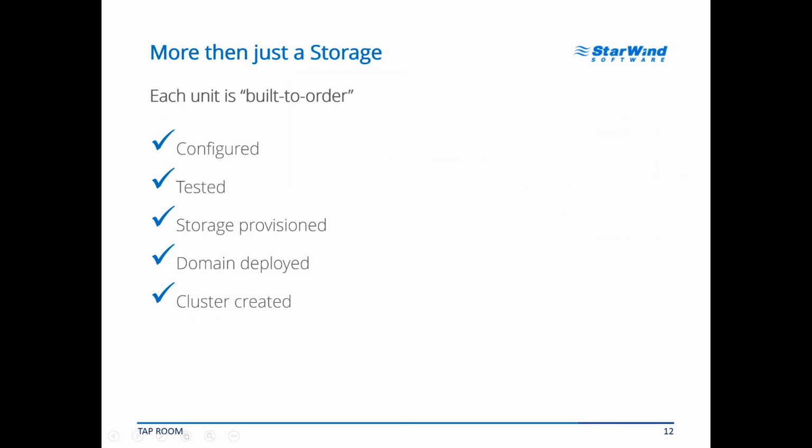Now, I mentioned every unit we make is built to order. So we don't only flash the operating system on these servers. We make sure that each unit is ready to be put into hardcore production the moment it arrives at your data center. So let's say you have a lot of robo offices where you don't have an IT environment yet.